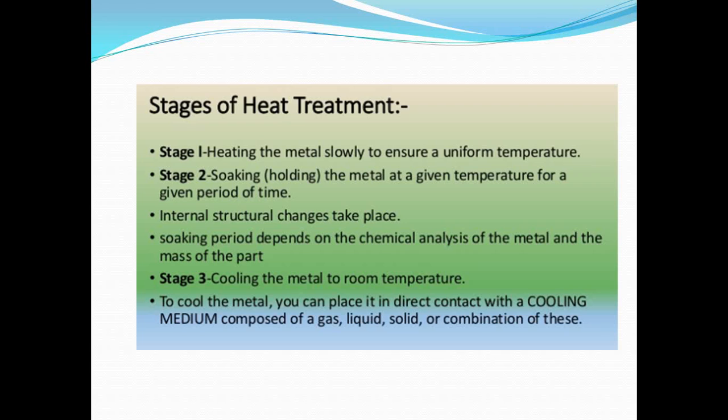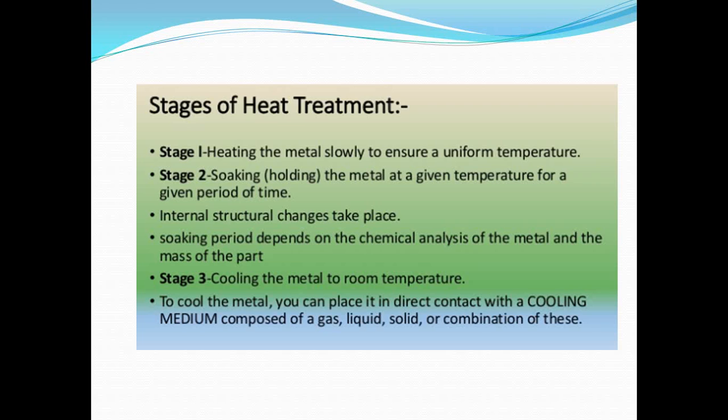Okay, the continuous, uniform temperature we are going to supply. After a certain period of time, we are holding it for a certain period at the particular temperature. In stage 3, we are going to cool the metal to room temperature. So this is going to be done in the heat treatment process.